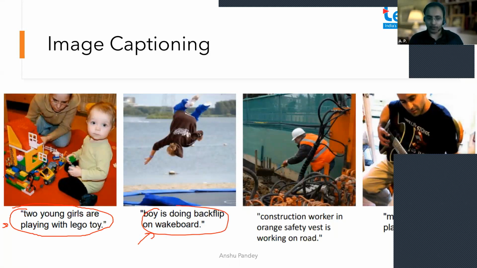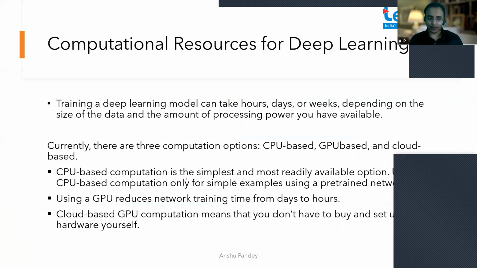In some cases, it could be a bit wrong. You can see it says two young girls, where this is a young girl, but this is not a young girl, right? So that's a bit of vague interpretation you can also expect from them. These are popular applications of deep learning algorithms and are used widely in the computer vision segment.